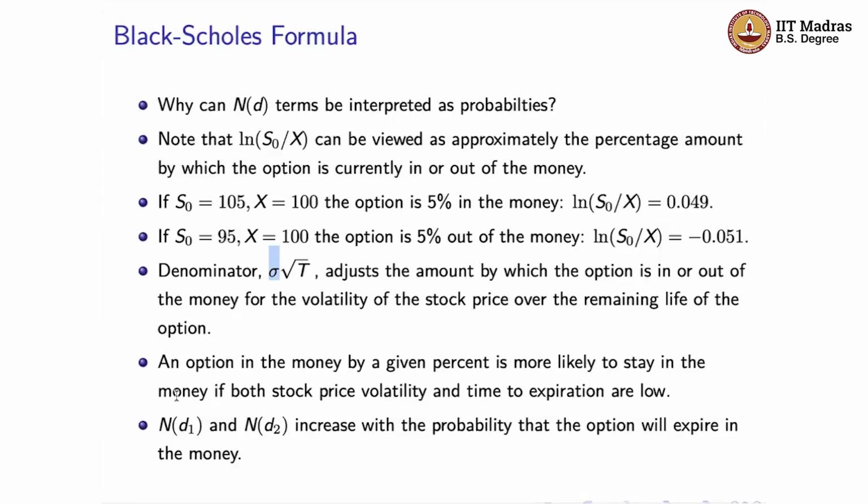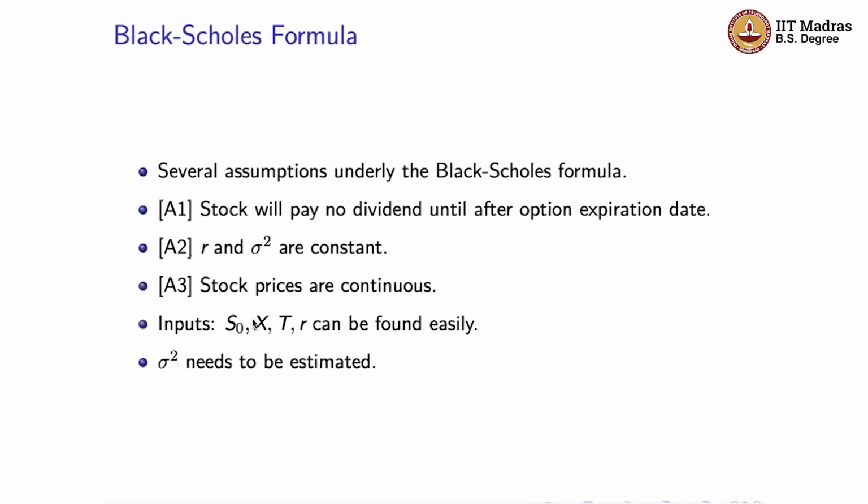So this says that basically N of d1 and N of d2, both of them increase with the probability that the option will expire in the money. So this is again a very rough explanation. One needs to pick up a bit more tools related to stochastic differential equations and so on in order to get a more precise explanation for these things.